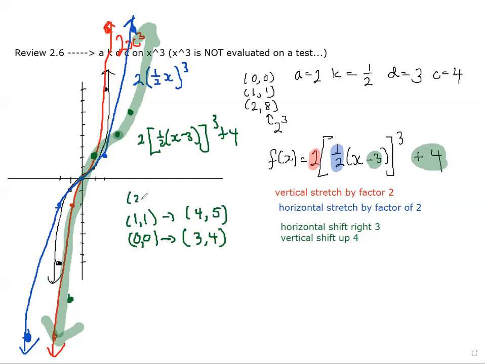And my 2, 8 has become, wait, no, what am I doing? So this point is now 1, 2, 3, 1, 2, 3, 4, 3, 4. My next point would be here. It would be 3, 4, 4, 4, 5, 4, 5, 6. Is that correct? Yeah? Okay.